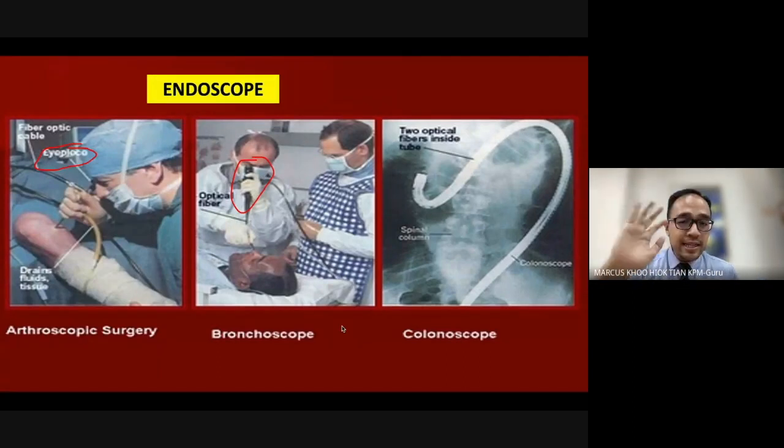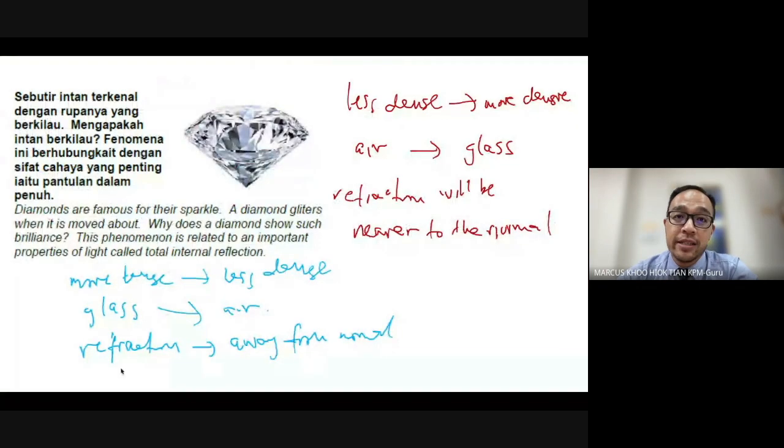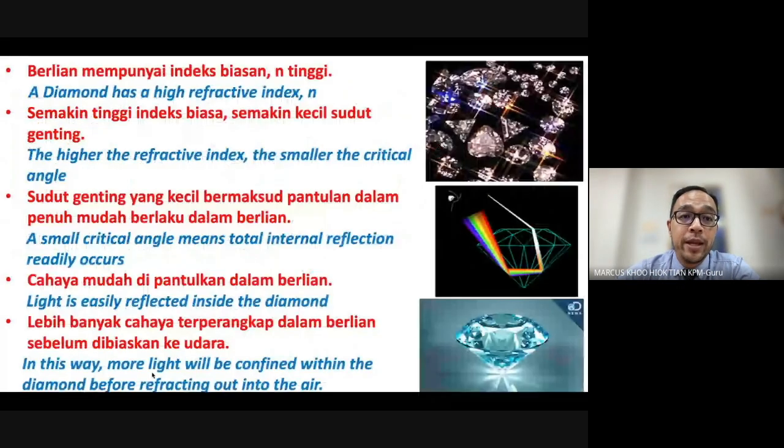The very last thing, because I started with this question, what makes a diamond sparkle? I want to end our class today with this answer. The reason why diamonds sparkle is because the refractive index of diamonds is very high. Refractive index of diamonds very high means the critical angle is very low. This is also in your black book, don't worry about this. Critical angle very low means total internal reflection easily occurs.